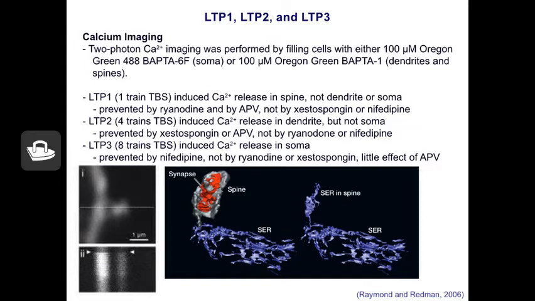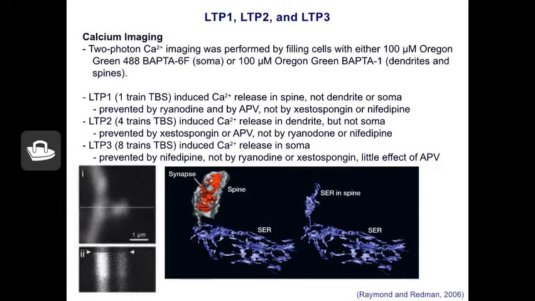So in 2006, Raymond and Redman followed up their original report by investigating the actual release of calcium using 2-photon microscopy with calcium imaging. In this very compelling study, they found that LTP1 released calcium right there in the spine where the ryanodine receptors are. LTP2 caused calcium release in the dendrite, but not the soma. And LTP3 caused calcium influx predominantly at the soma, where the preponderance of voltage-gated calcium channels reside.